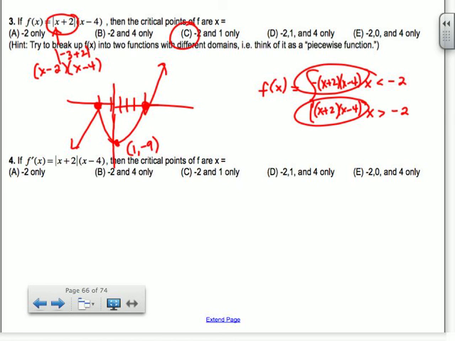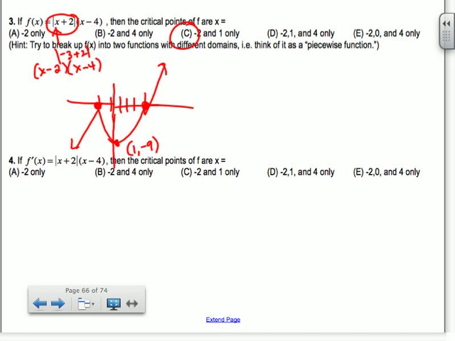All right, so now number 4. So number 4 is a little bit easier. This one says f prime of x equals the absolute value of x plus 2 times x minus 4. So if I'm finding a critical value, I'm finding when it's undefined or when it's equal to 0 for my f prime. So it's equal to 0 at negative 2 and 4. So B is your answer for 4.